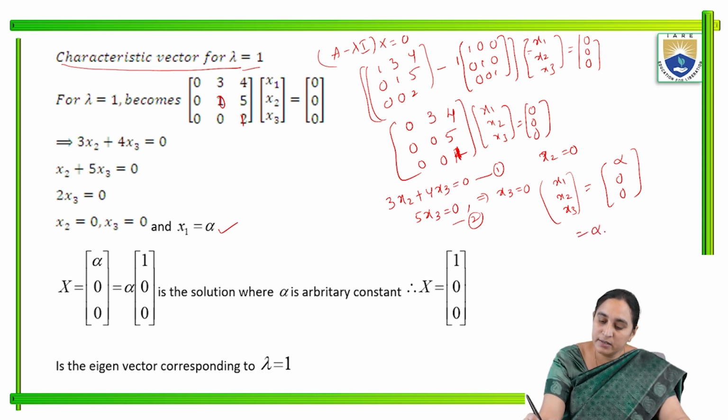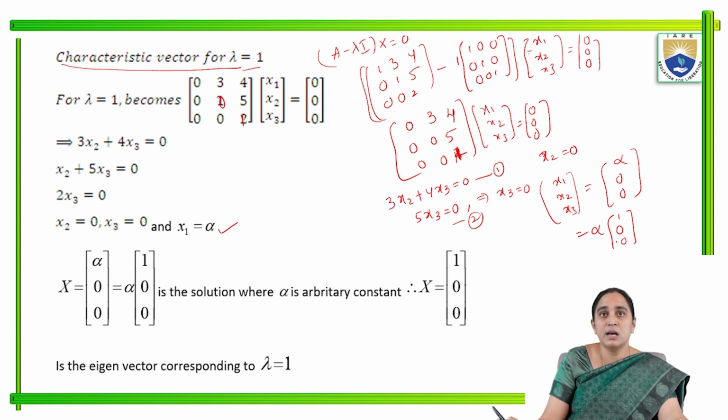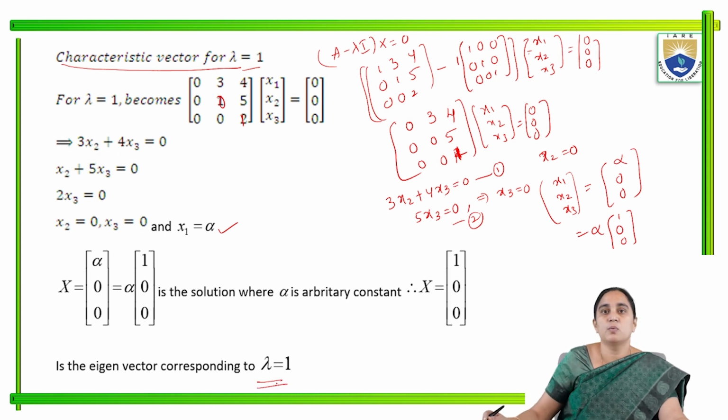Then here I'll take the constant alpha outside, then 1, 0, 0 is the corresponding eigenvector if lambda is equal to 1. Therefore, I am writing x is equal to alpha times 1, 0, 0. I am taking alpha outside, it is the solution where alpha is an arbitrary constant, that x is equal to 1, 0, 0. Therefore, this is the corresponding eigenvector if lambda is equal to 1.